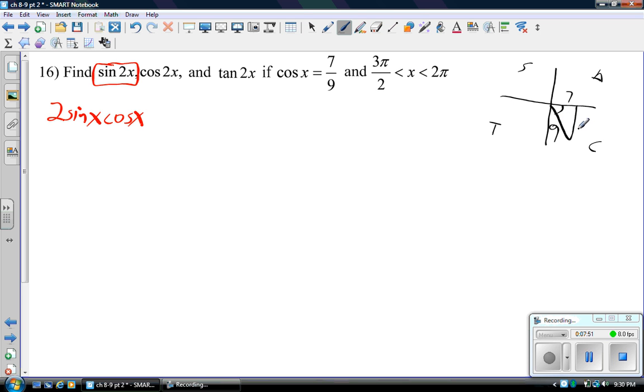If you've noticed, every time we draw the triangle, we need all the sides. So I have to use Pythagorean theorem again. 7 squared plus b squared equals 9 squared. So this would be 49 subtracted from 81. So 81 minus 49, and that is, I believe, 32. Yes. So b squared equals 32. So now I would just square root.